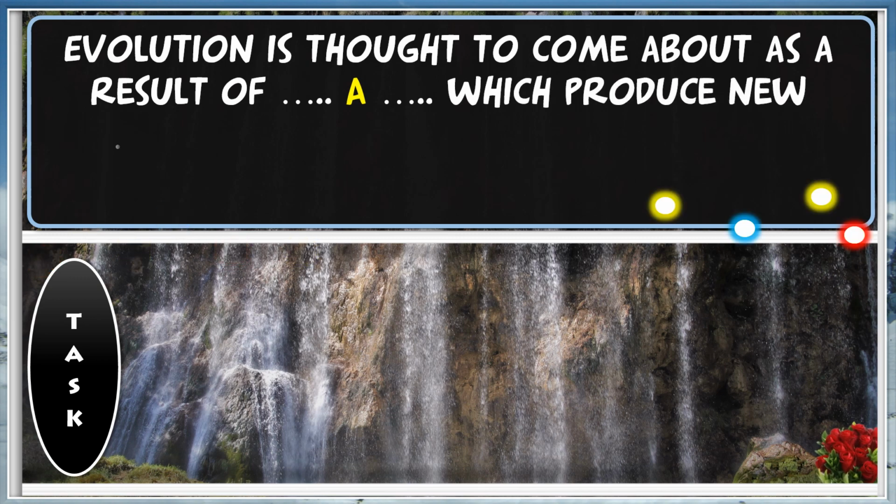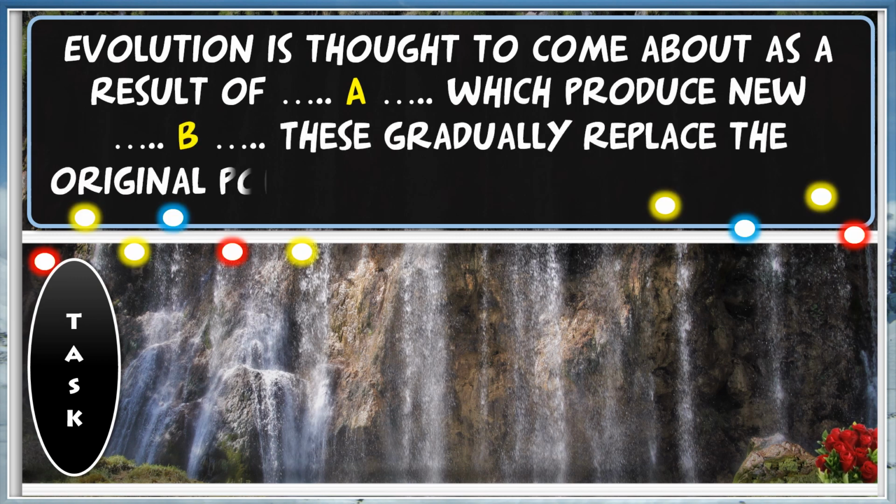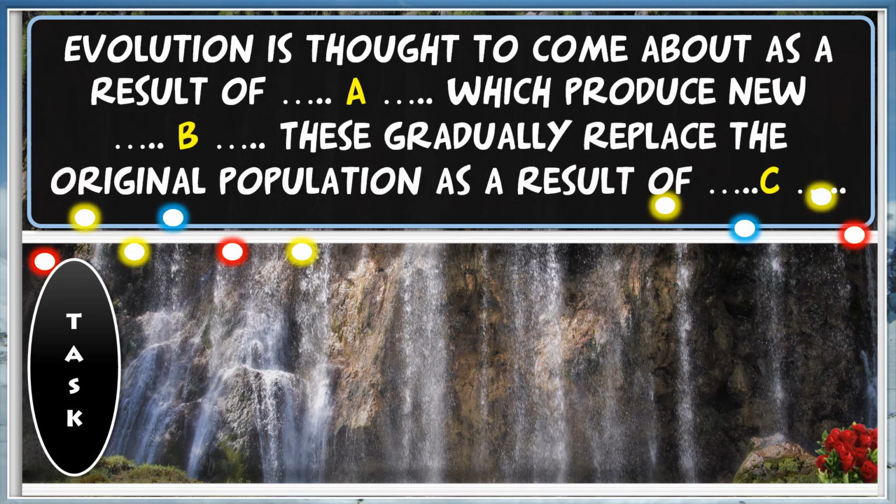Evolution is thought to come about as a result of dash, which produce new dash. This gradually replaced the original population as a result of dash. Fill in the missing words.